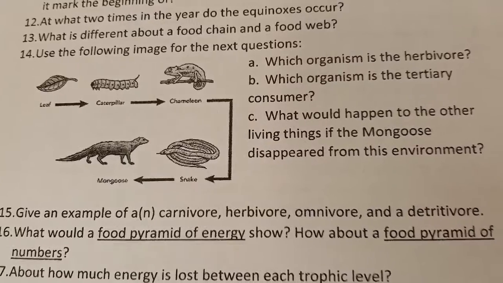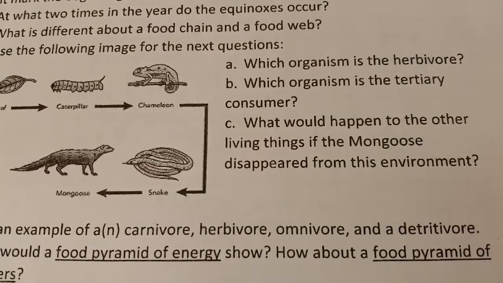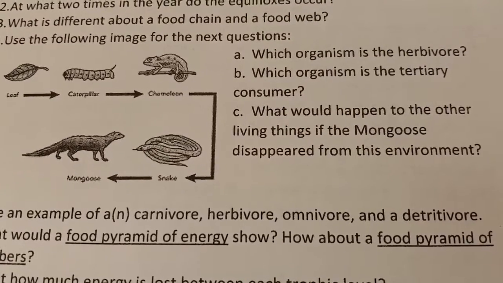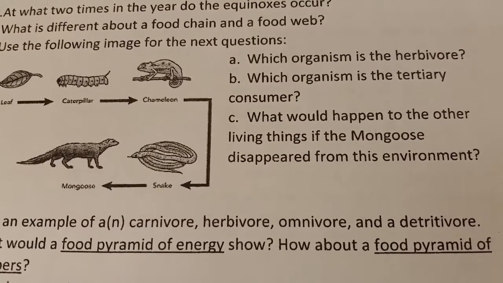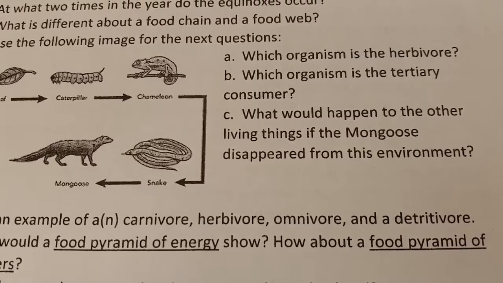Now, believe it or not, there's actually even more than just tertiary. There's quaternary. That's basically the fourth level. But that wasn't the question. So the snake is the answer to question B. Question C, what would happen to the other living things if the mongoose disappeared?